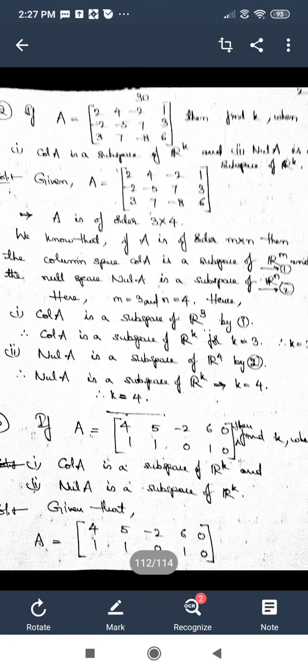If we take it in terms of K, we can say that column A is a subspace of Rk for K equal to 3. Therefore K is equal to 3. Therefore the value of K in the first bit, wherein we need to find the value of K when column A is a subspace of Rk, here the value of K is 3.